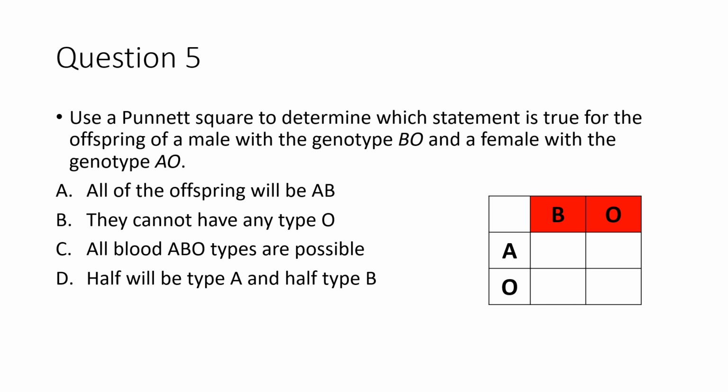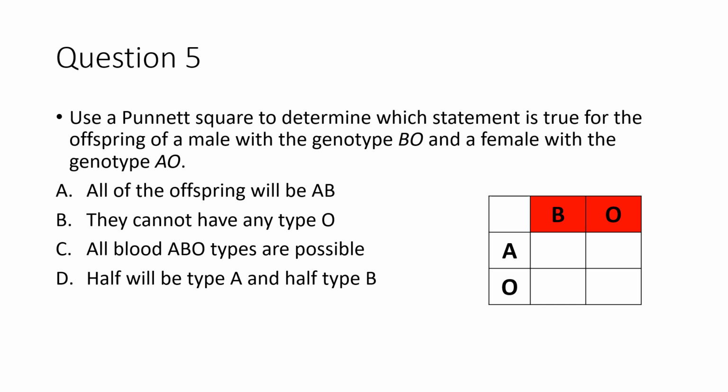Use a Punnett square to determine which statement is true for the offspring of a male with the genotype BO and a female with the genotype AO. Pause this so you can fill out the Punnett square, and then you can start it again to hear the answers.